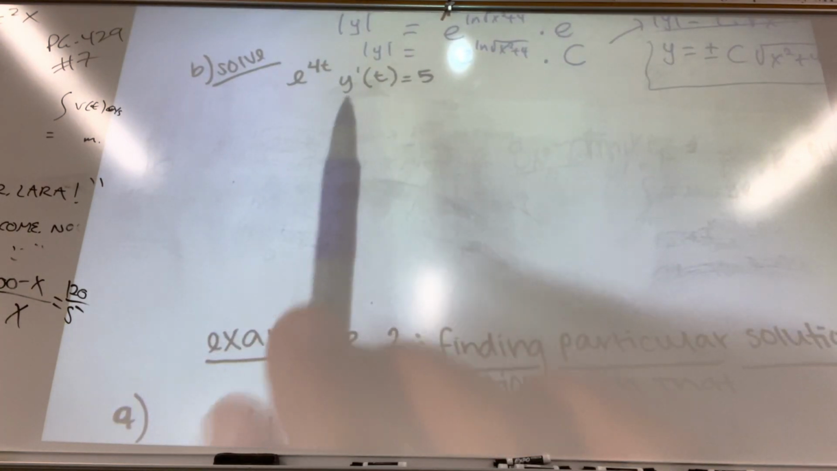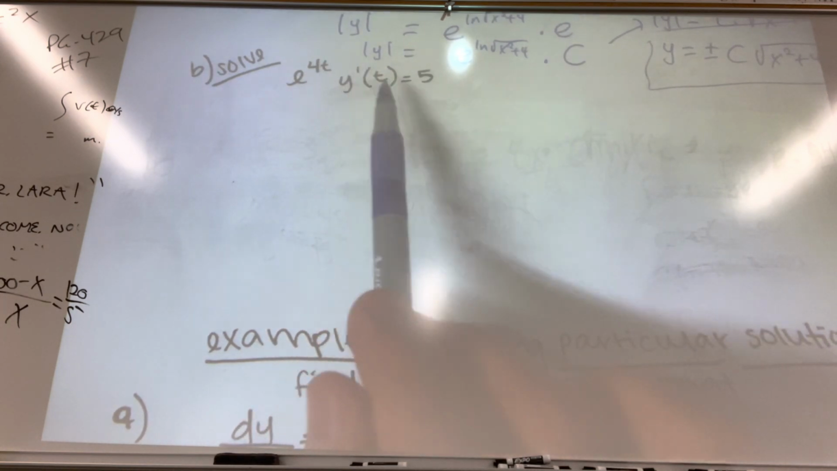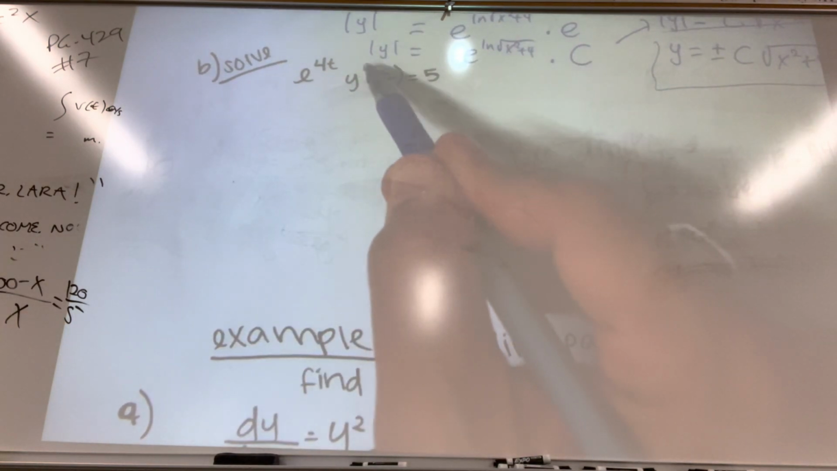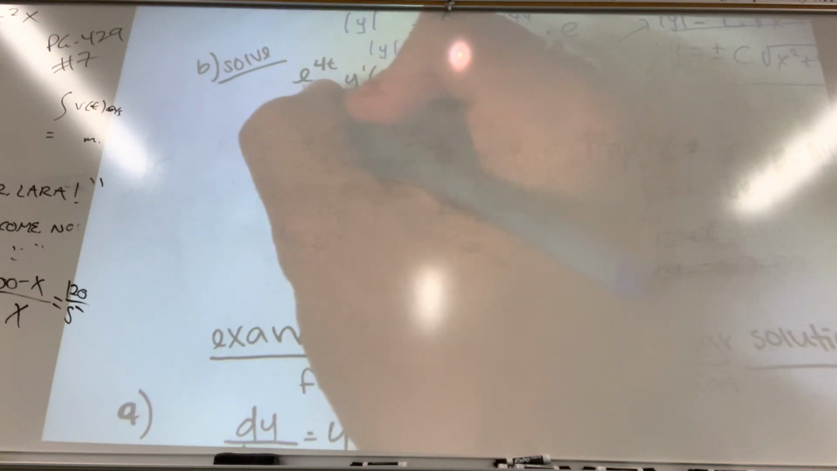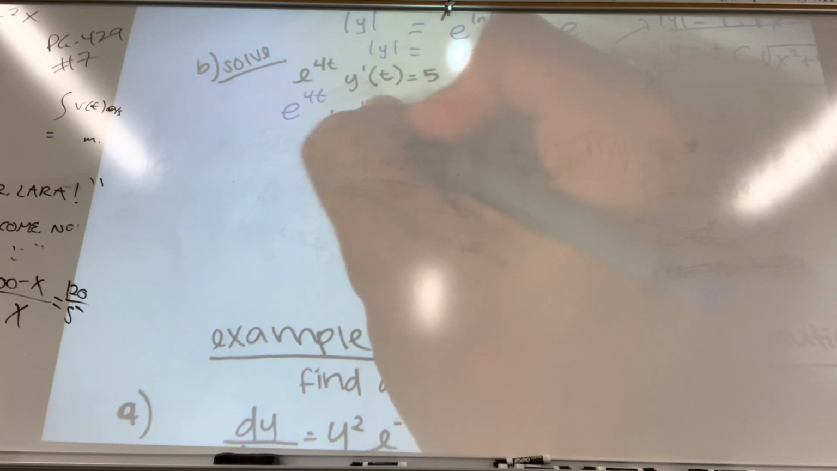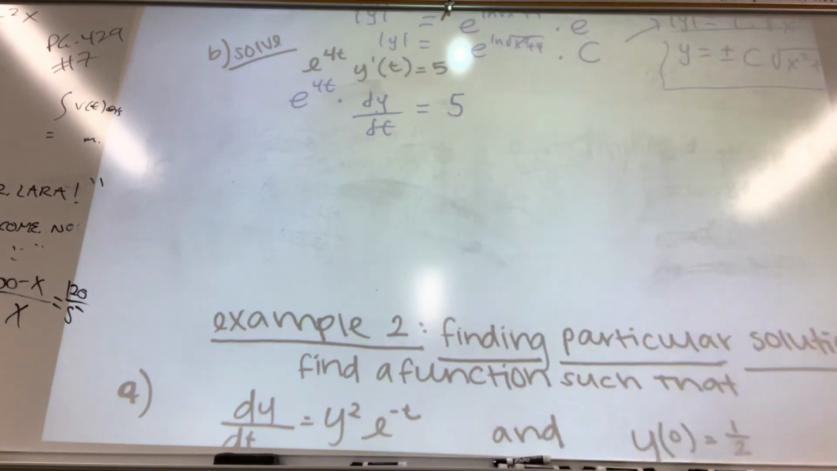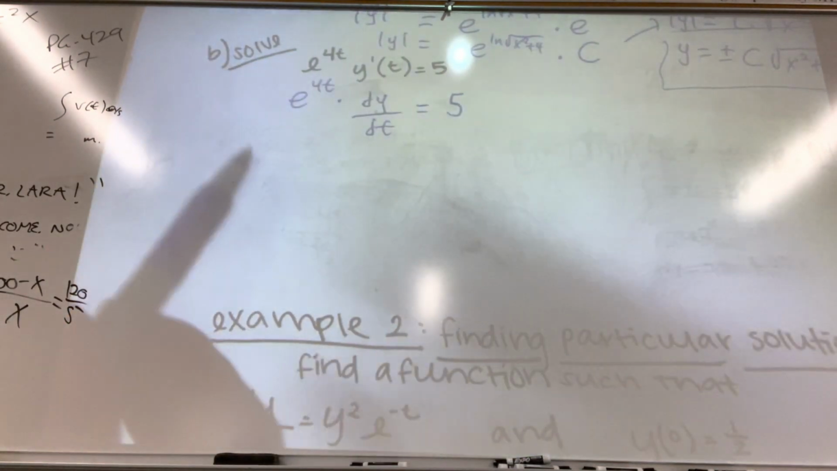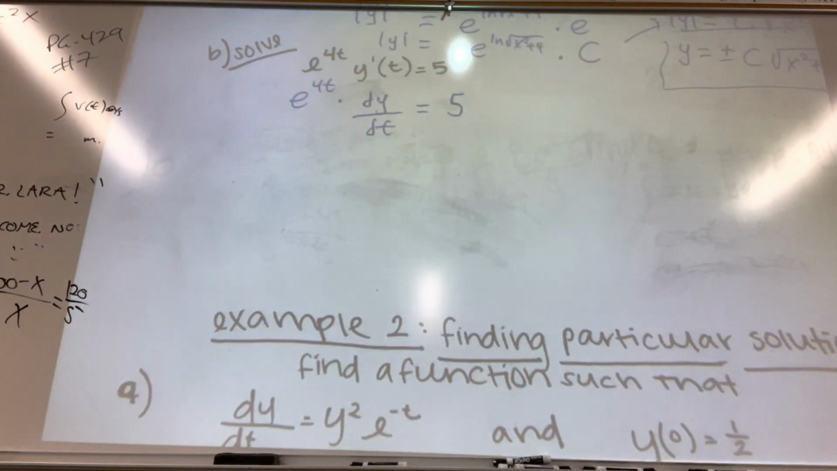It's going to be much simpler. You'll see. So this is e to the 4t times y prime of t equals 5. Before I start, what's another way that I can write y prime of t? dy over dt. So let's write it that way. No, I haven't separated the variables. I just rewrote this in a way that's going to help me.